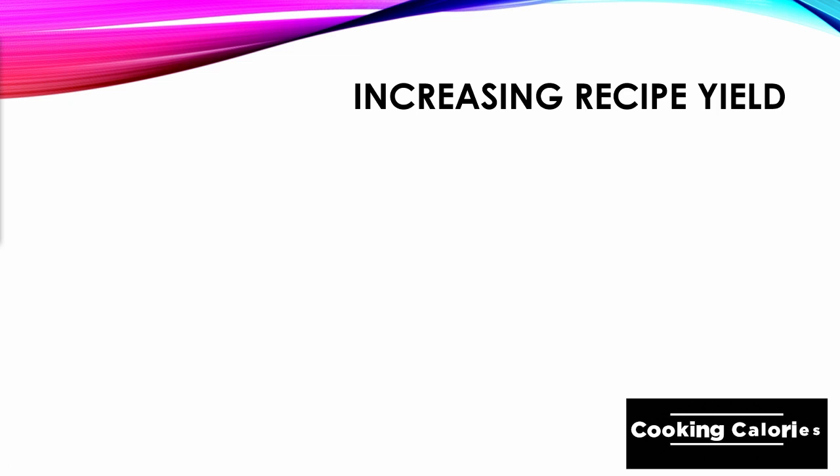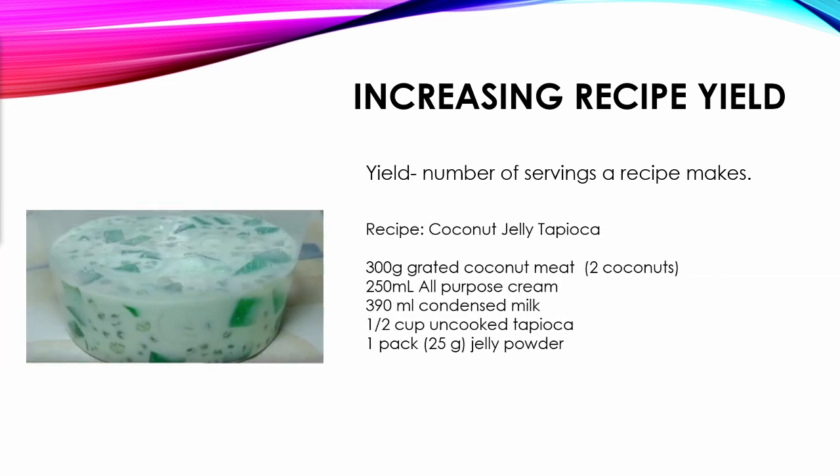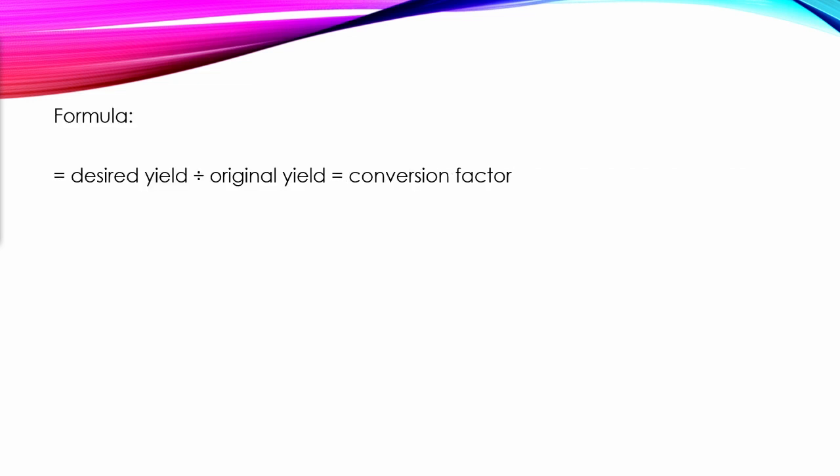Increasing a recipe yield. Now remember that a yield is the number of servings that a recipe makes. So if, for example, you have this recipe, the coconut jelly tapioca, the yield for this recipe is 10 cups. Now perhaps you wanted to increase this because you will be serving a lot of guests and this recipe isn't enough. Now to increase this recipe yield, we will be using the following formula.